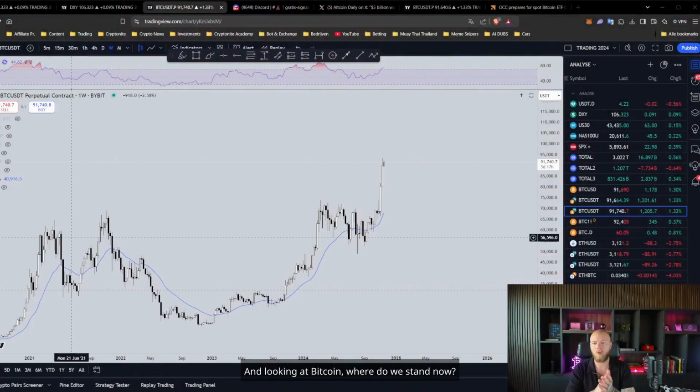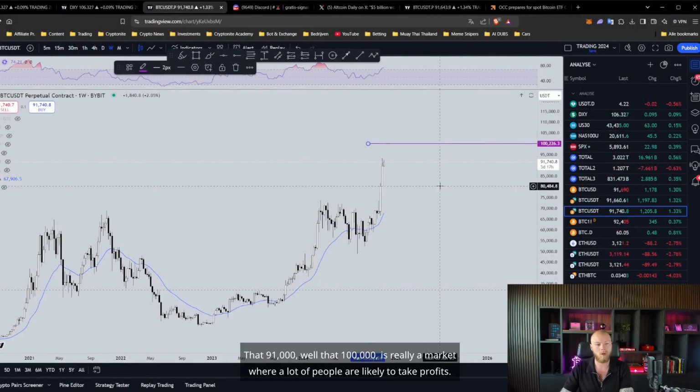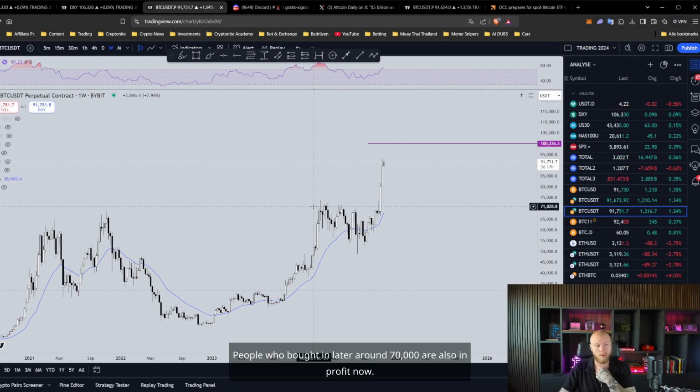And looking at Bitcoin, where do we stand now? That 100,000 is really a market where a lot of people are likely to take profits. Because most people have been in profit since $69,000, as that was the high of the previous bull market. People who bought in later around 70,000 are also in profit now. And 100,000, a very psychological number, is a nice target.